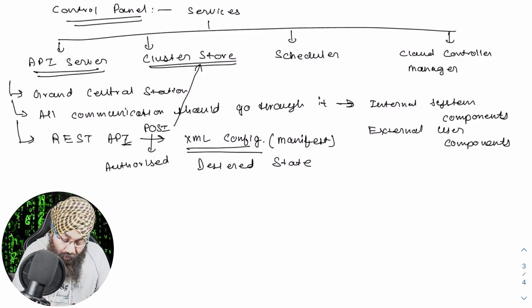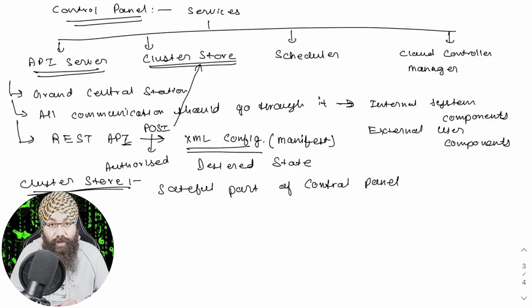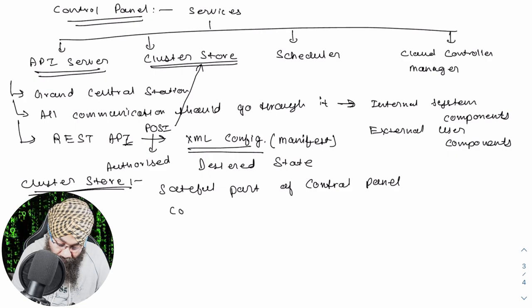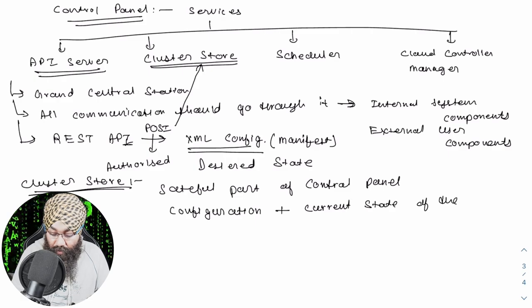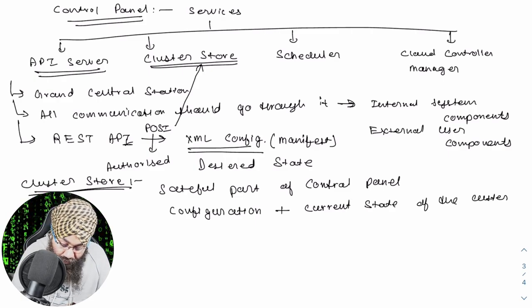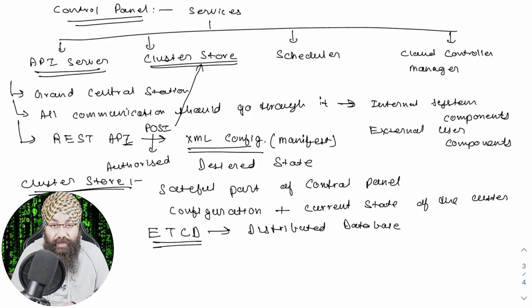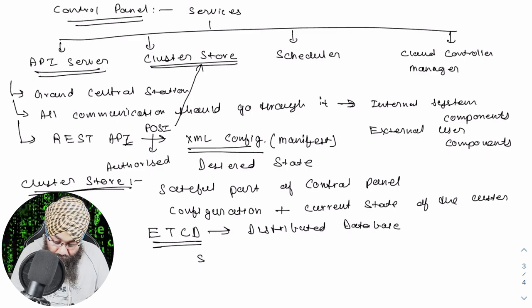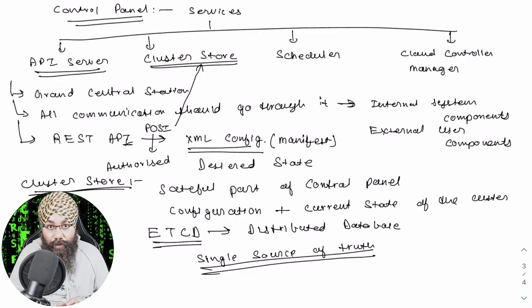If we talk about the cluster store, it is the stateful part of the control plane. As I said earlier, whatever manifest we post to the API server is persisted in the cluster store. So it stores the configuration and the current state of our Kubernetes cluster. It uses a very popular distributed database, which is etcd. So the cluster store is the single source of truth, and since it is very important, all the configurations are stored in this cluster store.